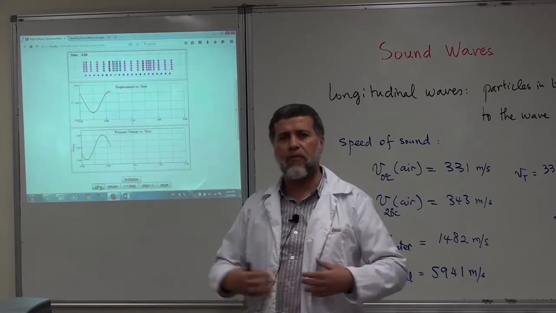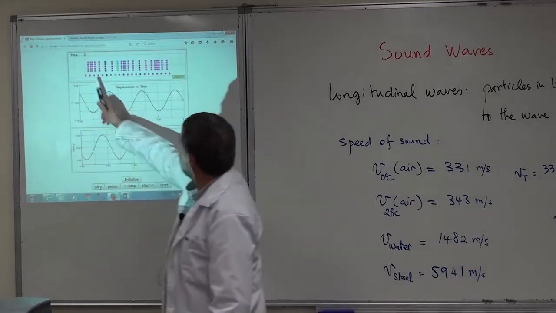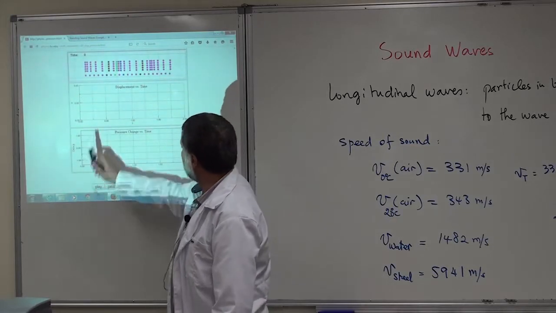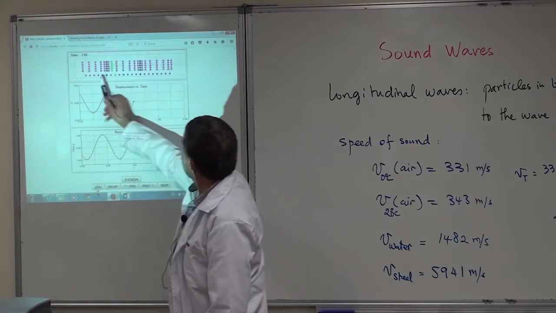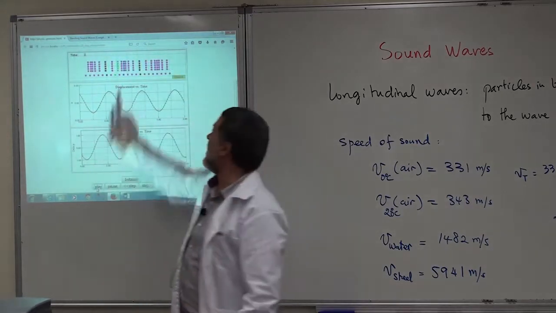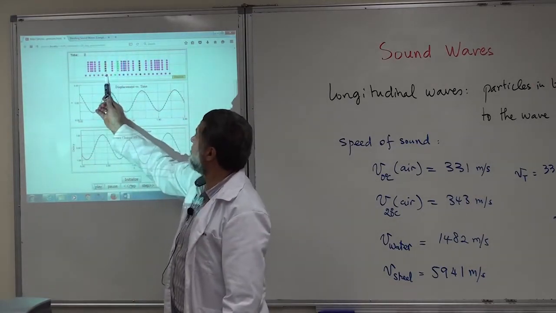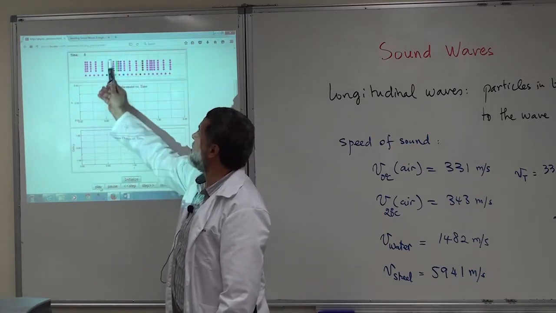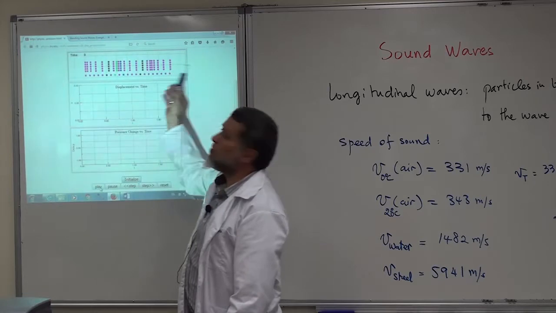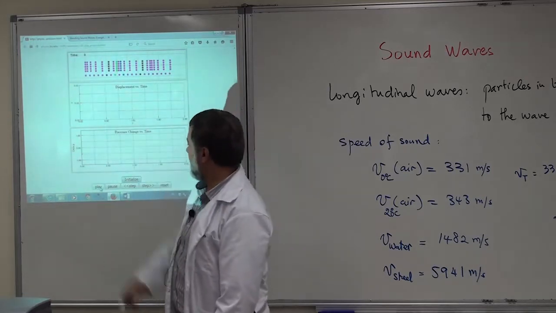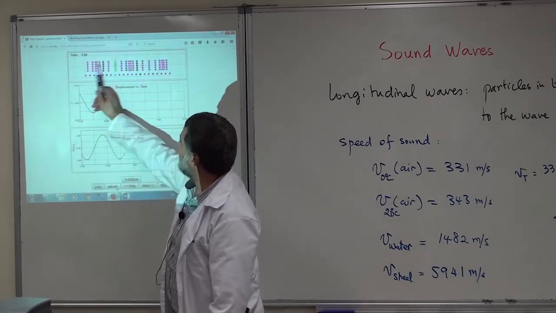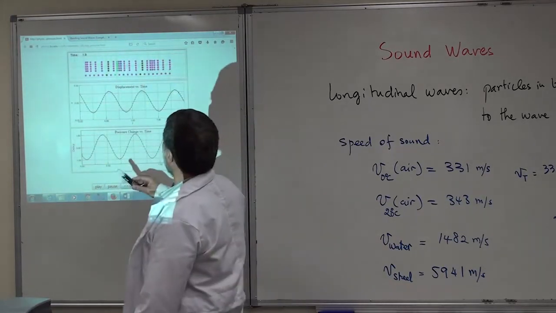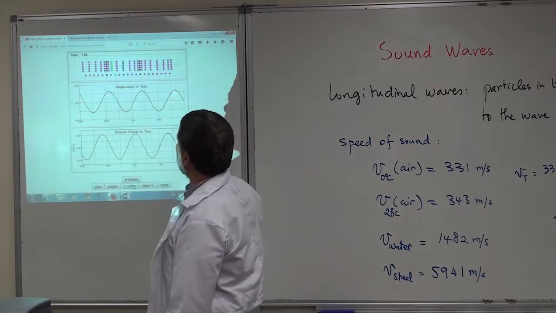This will be clearer than the previous animation. You can see that the wave is moving to the right. Let's concentrate on the black particles here. The black particles here are without sound, and the black particles here are when the sound wave is moving. You can see clearly that the particles are oscillating back and forth while the wave is moving to the right.